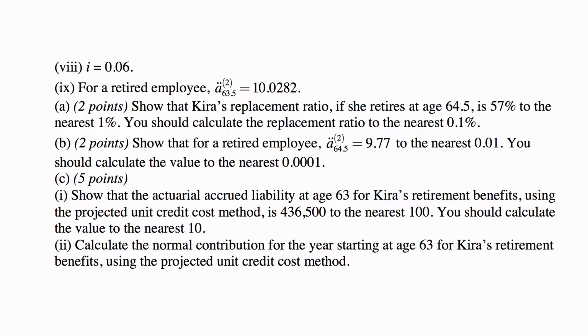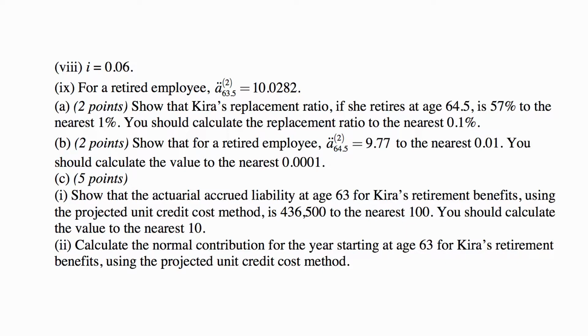Part A is show that Kira's replacement ratio, if she retires at age 64.5, is 50% to the nearest 1%. You should calculate the replacement ratio to the nearest 0.1%. Part B: show that for a retired employee, A double dot upper 2 64.5 is 9.77 to the nearest 0.01. You should calculate the value to the nearest 0.0001.